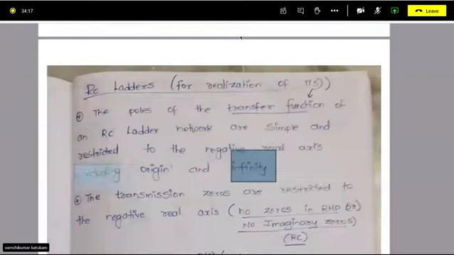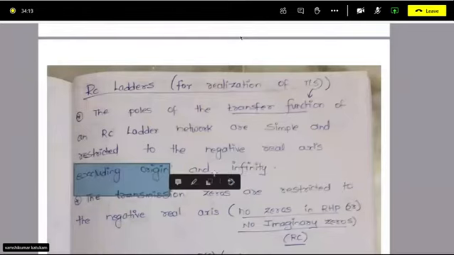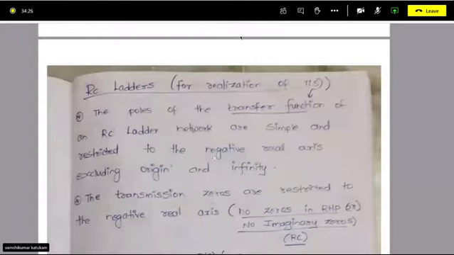For an RC ladder, excluding the origin and infinity, that means you should find denominators like 1 by s plus 3, 1 by s plus 5, not 1 by s. Okay, this is about poles for the RC ladder, and now the zeros.